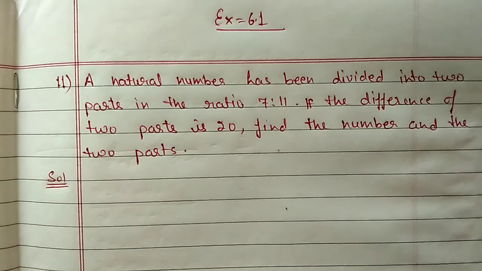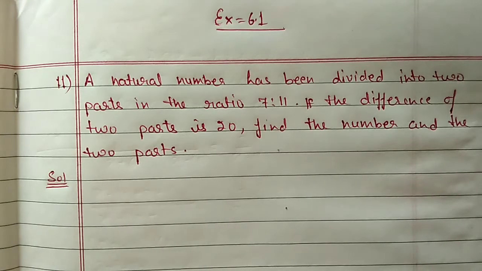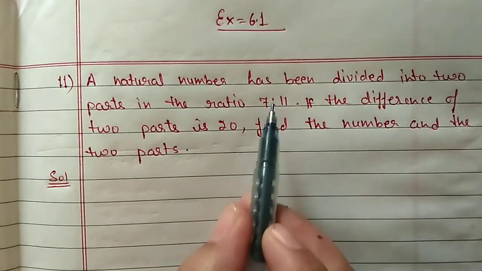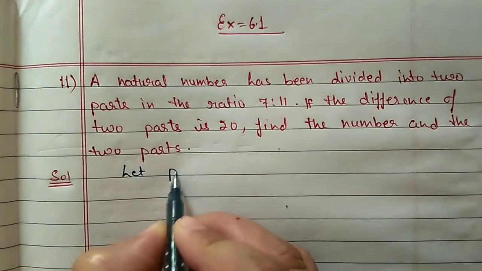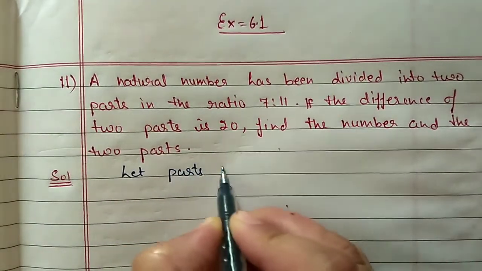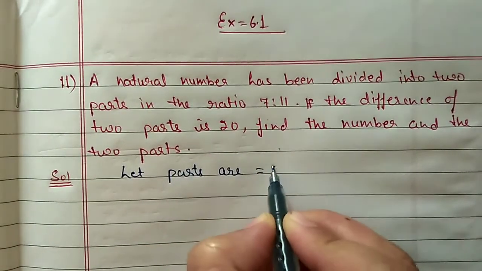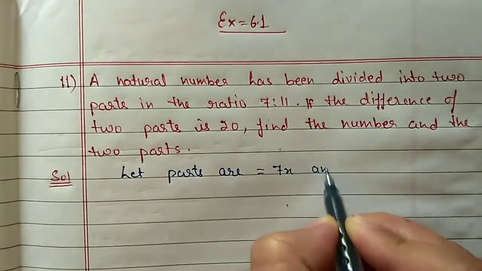A natural number has been divided into two parts in the ratio of 7:11. If the difference of the two parts is 20, find the number and the two parts. So here the ratio has been given for two parts, so let the parts be 7x and 11x.